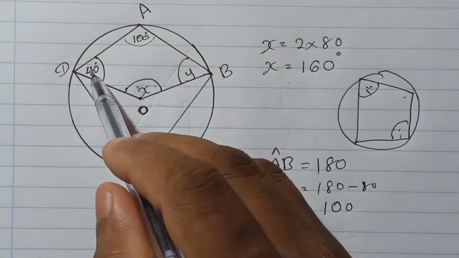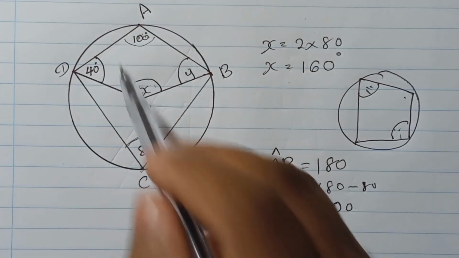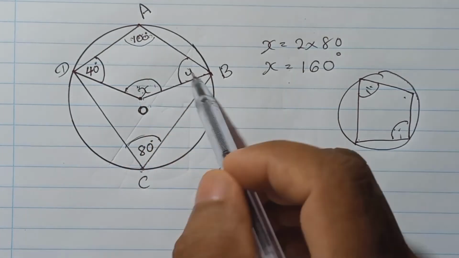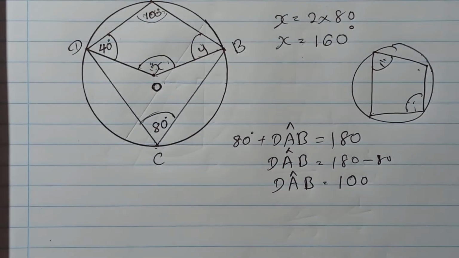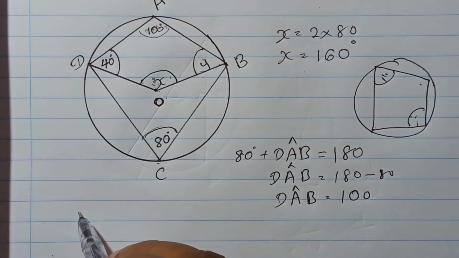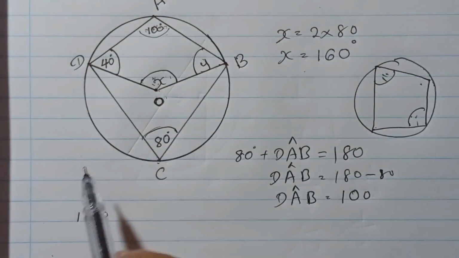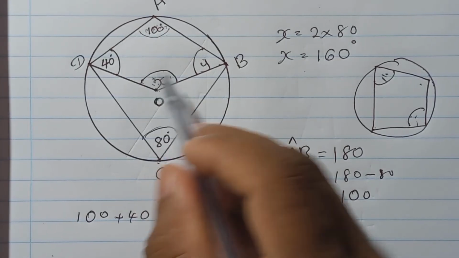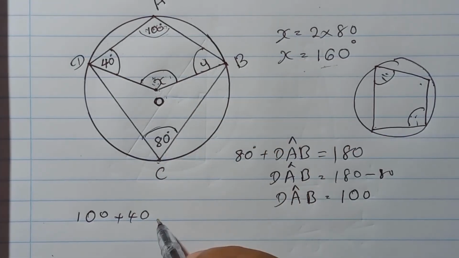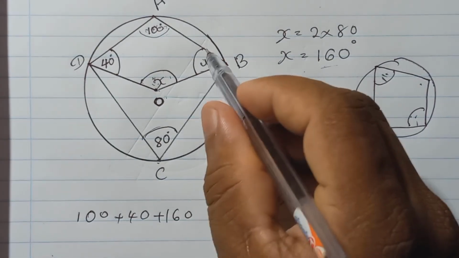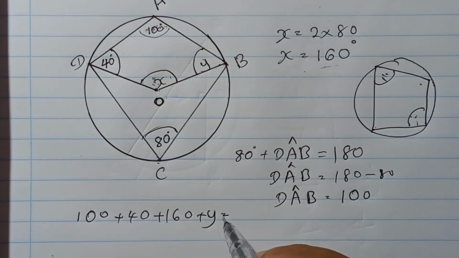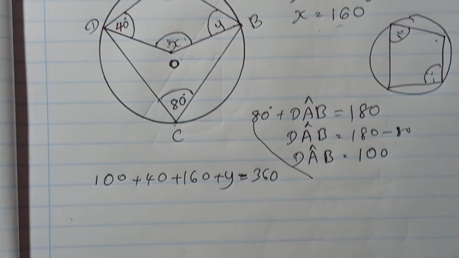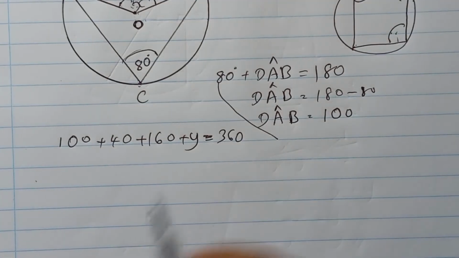Now all four angles should add up to how much? 360. Inside any quadrilateral, the interior angles must sum to 360. So you can write here 100, that means this angle, plus this one, this is 40, okay, 40, plus x, which we already got as 160, and plus y, this angle, must be equal to 360. Now if you solve this, you can find y.